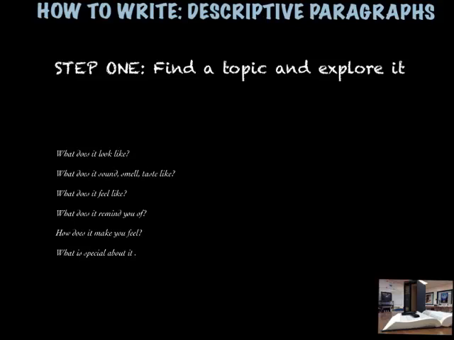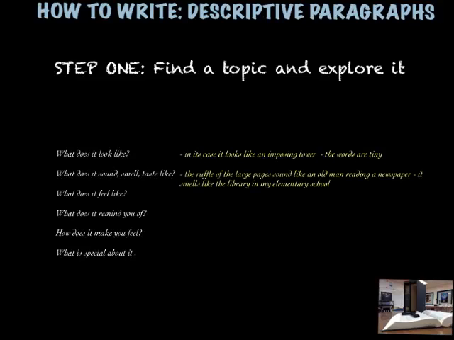So what does my object look like? Well, in its case, it looks like an imposing tower. But when you open it, the words inside the text itself are tiny. You need to use a magnifying glass to see these words. How does it sound? How does it smell? When I turn the large pages, it kind of sounds like someone turning the pages of a newspaper. It also sort of reminds me of the smell of the library at my elementary school.